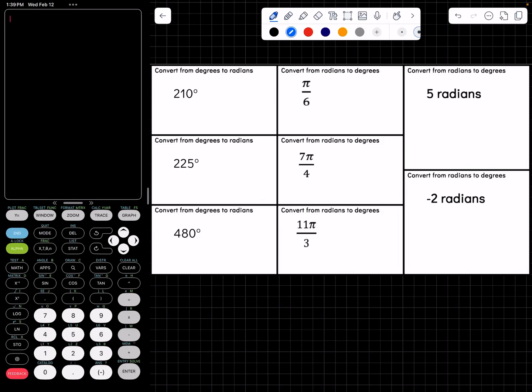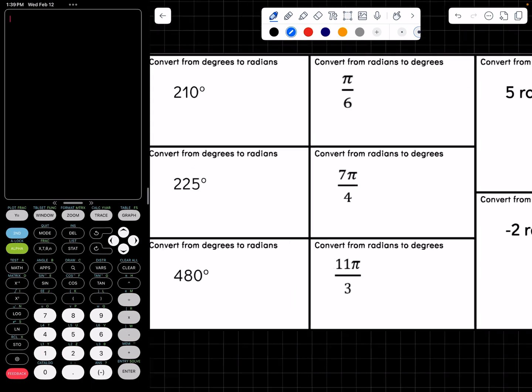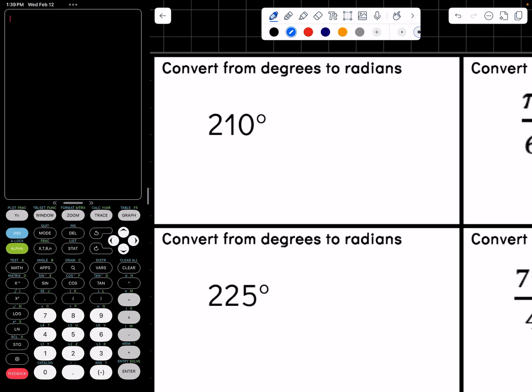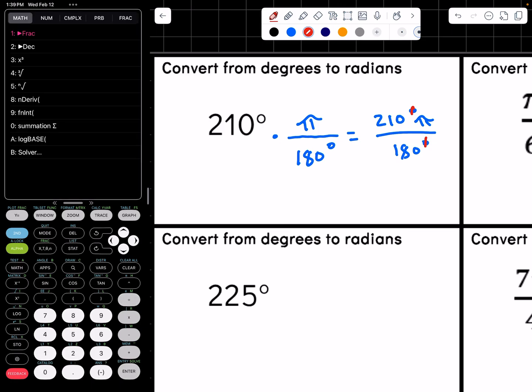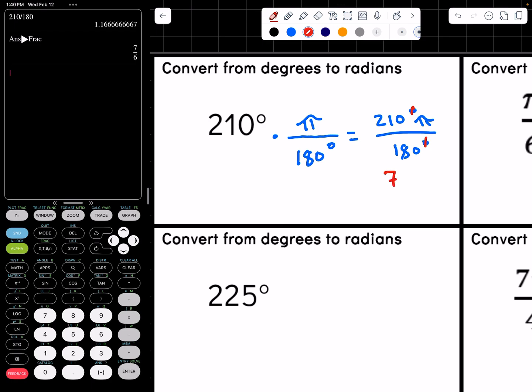So we need to recall the fact that 180 degrees equals pi radians, and we're going to utilize that information while we're converting. Anytime I have degrees on top, I need degrees on bottom to cancel them out, which means 180 is going to go on bottom here, pi is going to go on top. So I'm left with 210 degrees times pi over 180 degrees. I know that my degree symbols are going to cancel out. 210 divided by 180, and then I will hit math frac: 7 pi over 6 radians.